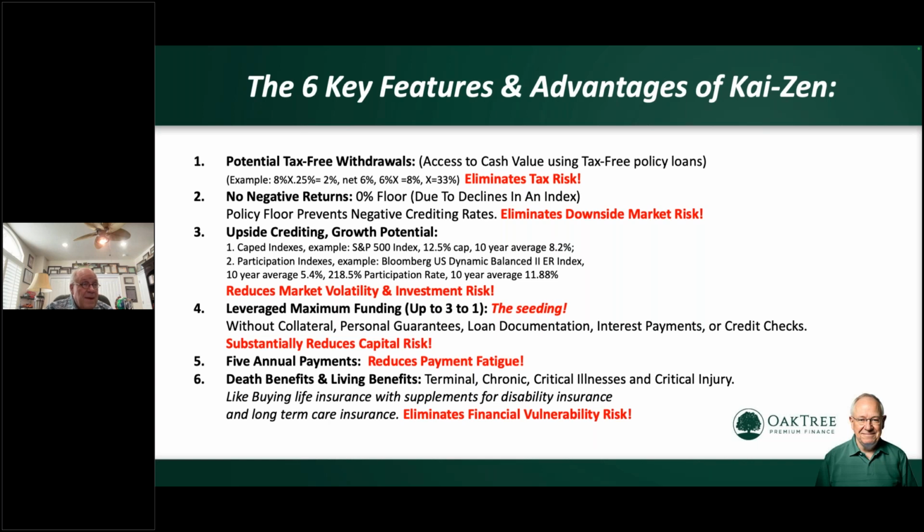Number 4, this is where Kaizen starts to get involved. Leverage maximum funding up to 3-to-1. I'm going to call this the seeding. And this is without collateral, with no personal guarantees, loan documents, interest payments, or credit checks. The way this has been structured, the policy is adequate collateral for the bank in the 3-to-1 leveraging. Substantially reduces capital risk, money you have to get into the market. And I'm going to show you some interesting things there today.